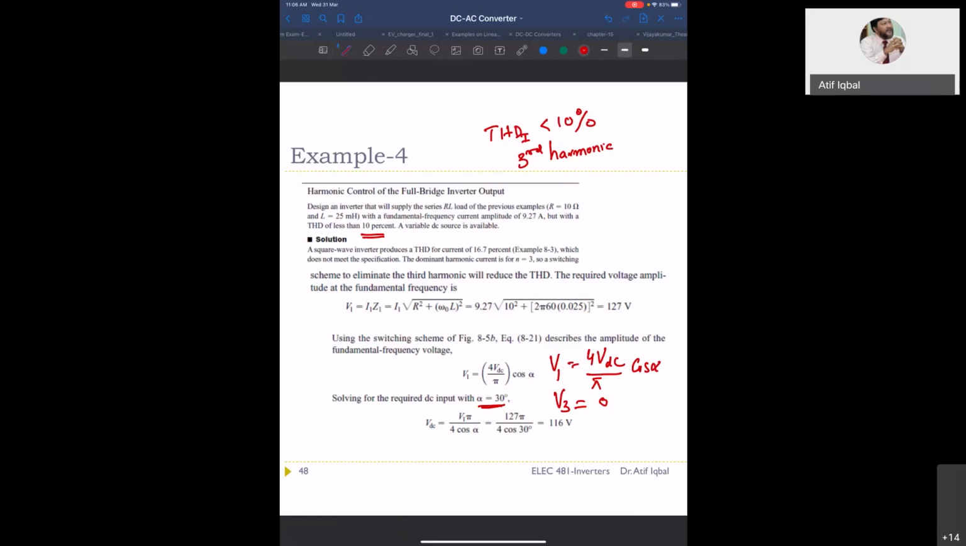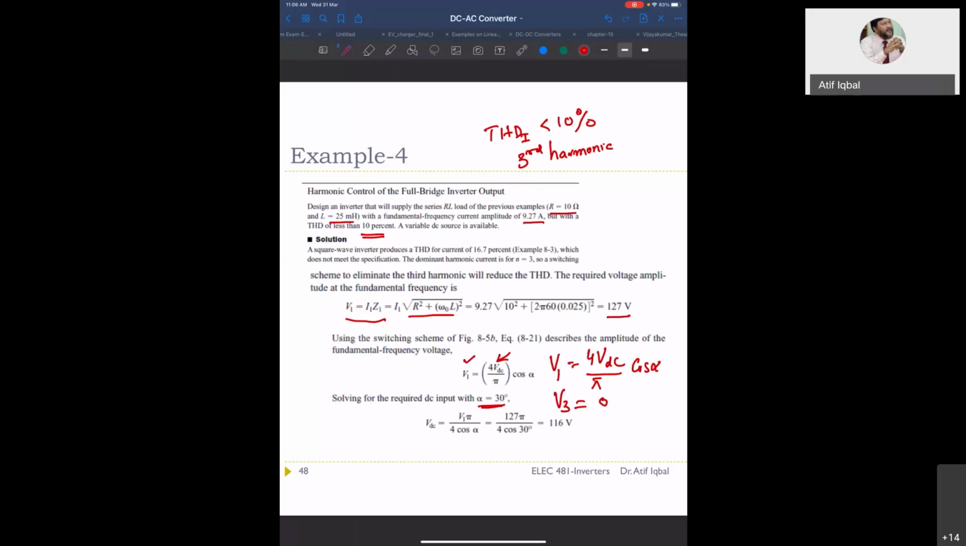So, the fundamental voltage is I1 into Z1. The fundamental current is given as 9.27, and the impedance is given as 10 ohm and 25 millihenry. So with this, we can calculate the fundamental peak. This is the fundamental peak, 127 volt.